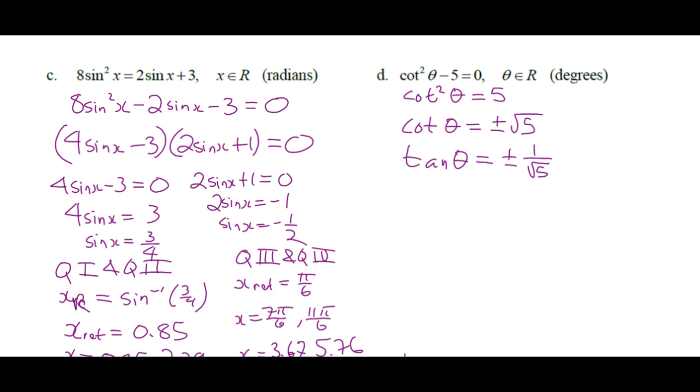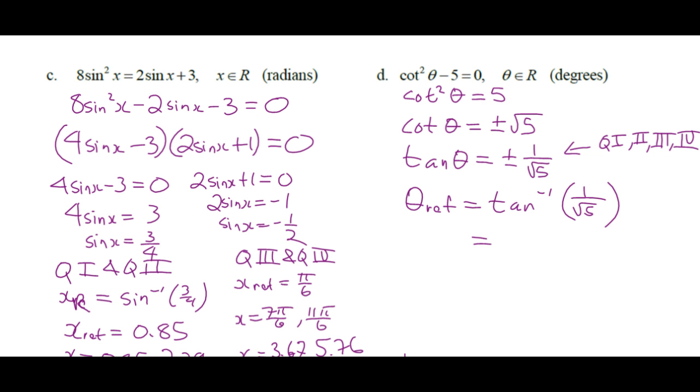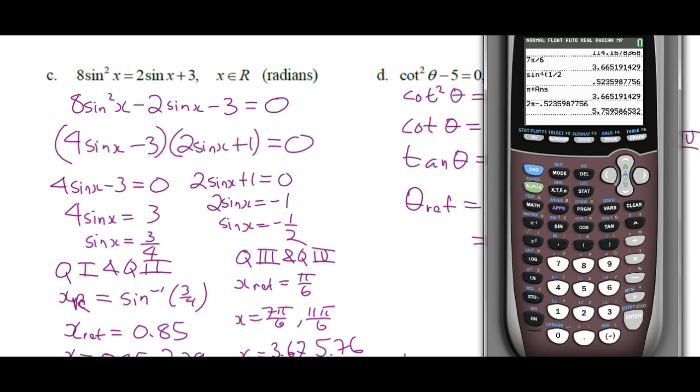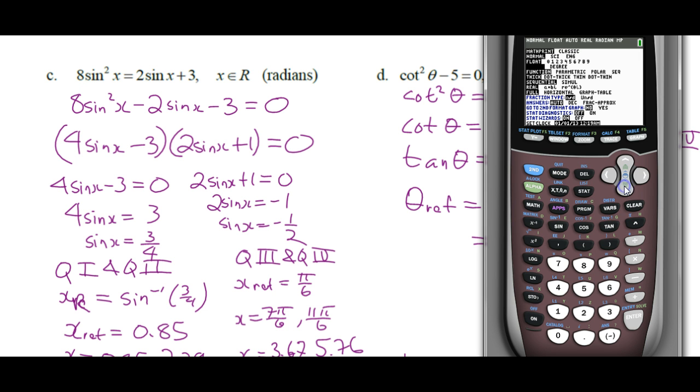If you like, you could write root 5 over 5. I don't think you need to, because we're just going to find the angle. So really, it doesn't matter. Okay, so what's theta ref? First off, we're in all quadrants. If tangent is positive or negative, it's Q1, Q2, Q3, Q4. Theta ref is the inverse tan of 1 over root 5. What are we in? Degrees mode. Degrees.